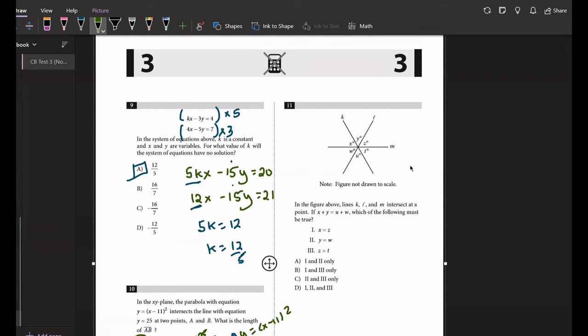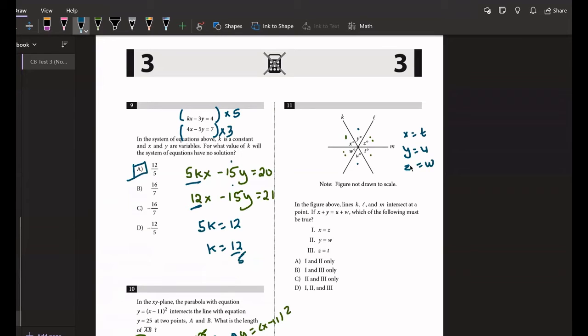So these are three intersecting lines. We are going to use the property of geometry which suggests that vertically opposite angles are equal. So we'll list the vertically opposite angles. You can say x and t are equal. You can say y and u are equal. You can also say z and w are equal, right? So x is the same as t, y is the same as u, z is the same as w.